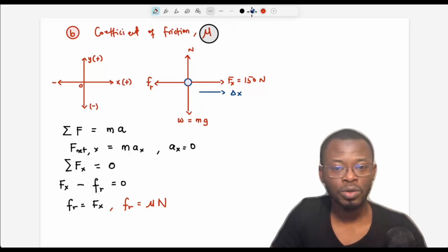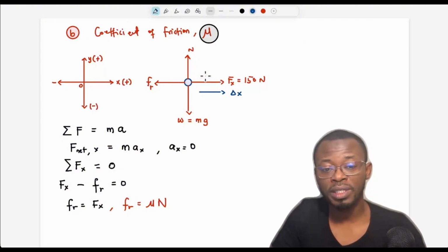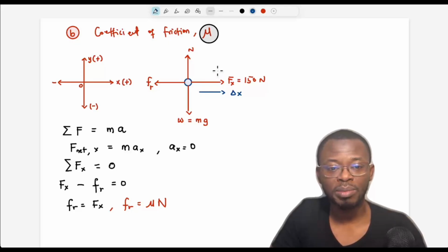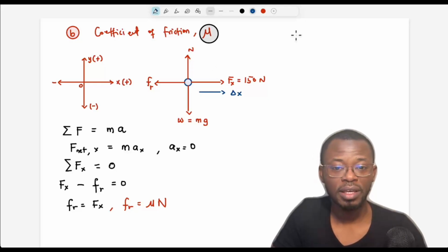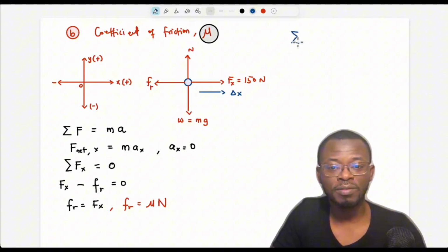So in the horizontal direction, we found out that the net force is equal to 0. In the vertical direction, however, the net force is also going to be 0, because in the vertical direction, there's no motion of this object. So there's no displacement along the vertical direction. Therefore, there's no net acceleration along the vertical direction. Therefore, we can say the sum of all the forces along the y direction is equal to 0. The crate is not moving vertically.